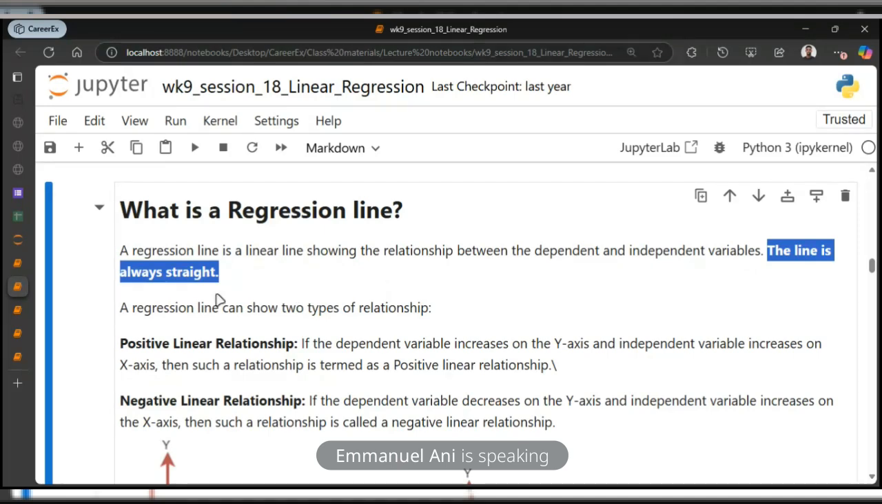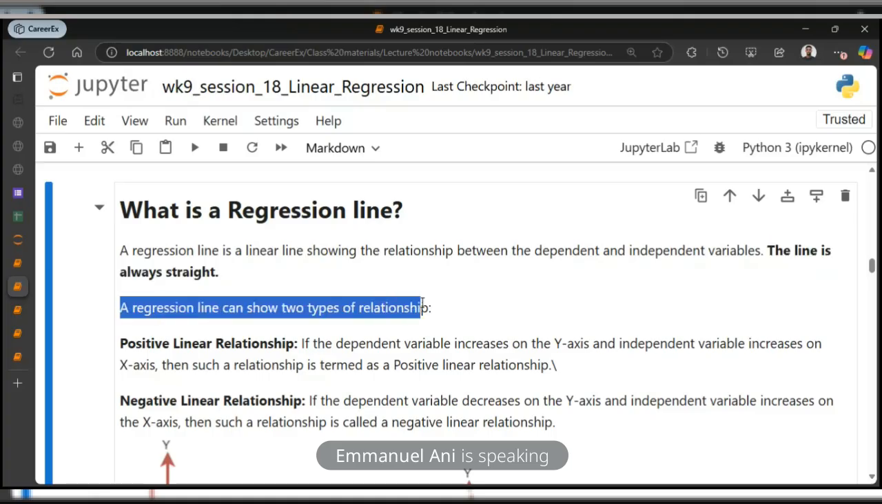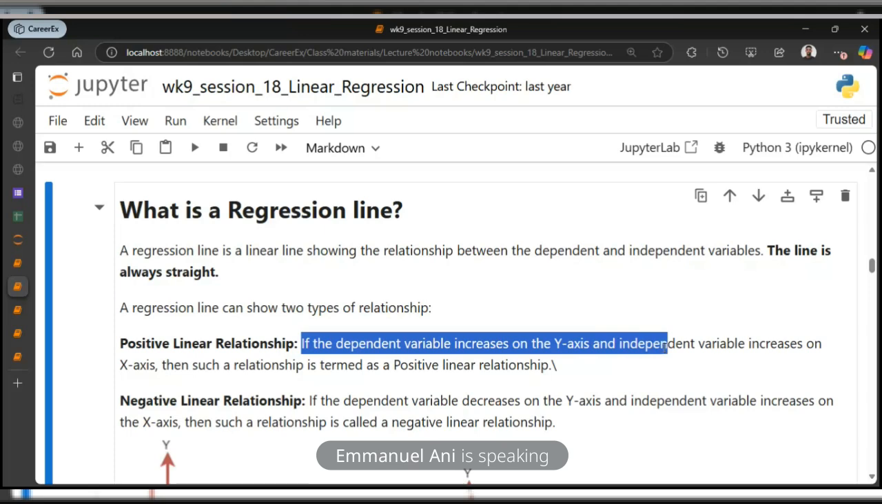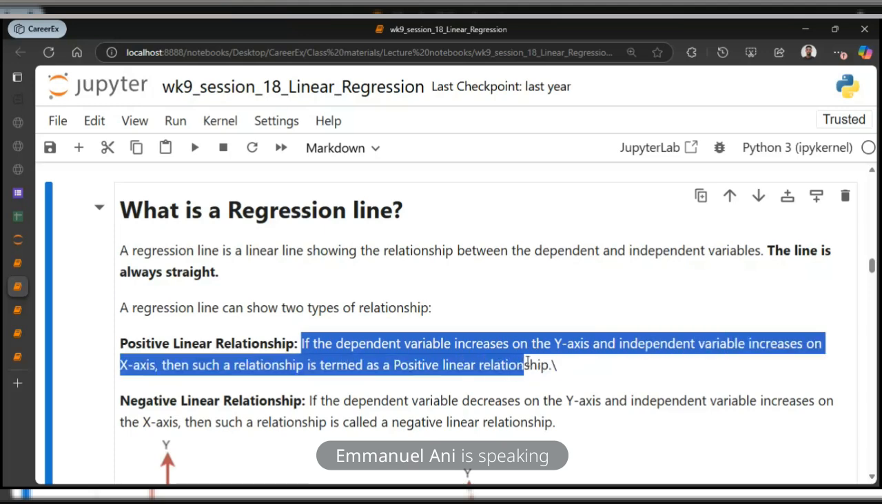So linear regression is used to map a linear relationship, very important, between a dependent variable and an independent variable. A regression line can show two types of relationships, a positive linear relationship and a negative linear relationship. I think we all understand this one already. We've looked at it before when we looked at scatter plots. So if the dependent variable increases on the y-axis and the independent variable also increases, then such a relationship is termed a positive linear relationship.